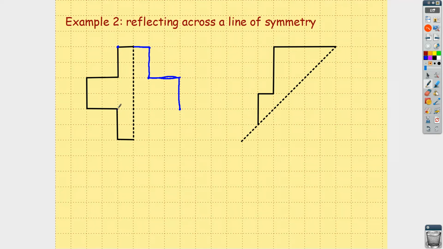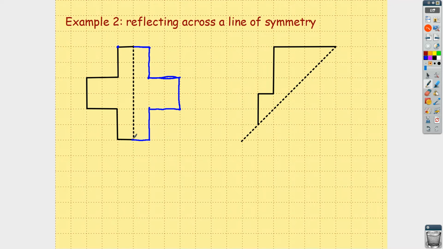Next point is this one. You should be getting the idea of it just now. This is just 1 away from the line of symmetry. So it's going to be here, and we're going to join it up. And then our last point is this one here, which is 1 away. So we're just going to join this line down to that point, mirroring it there. And then we complete our shape by just coming in here. Okay. So that's the first one, done and dusted.